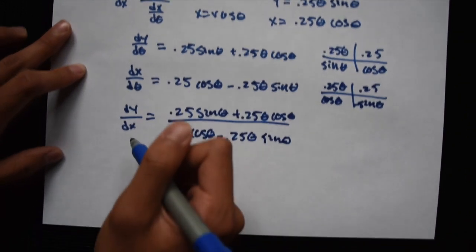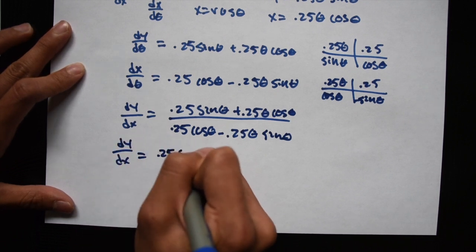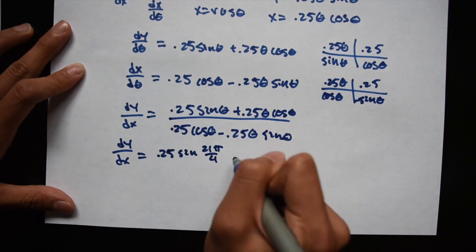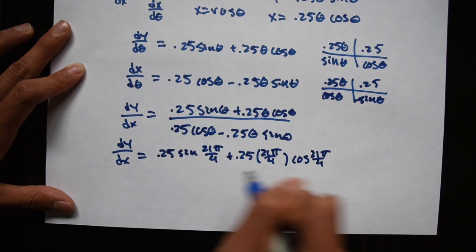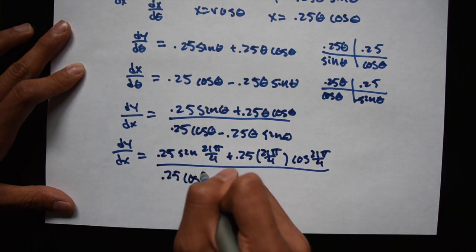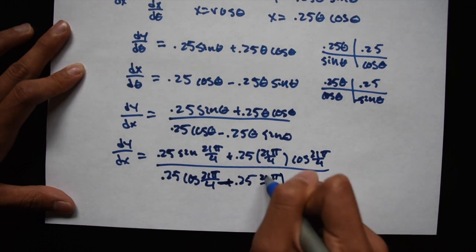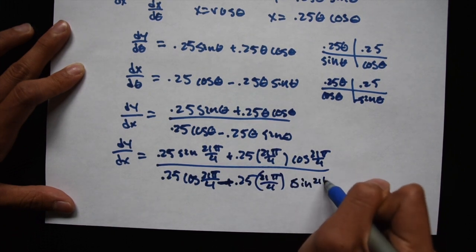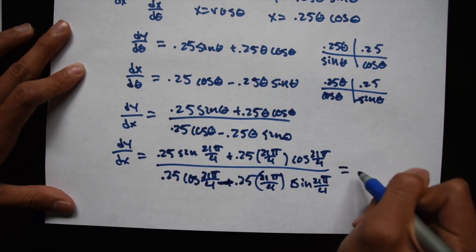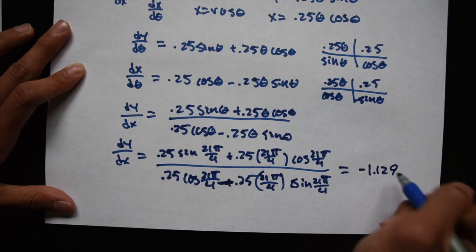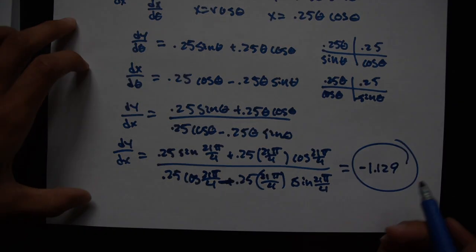So once we plug in the numbers, we can get dy/dx equals 0.25 sine 21 pi over 4 plus 0.25 times 21 pi over 4 cosine 21 pi over 4, over 0.25 cosine 21 pi over 4 minus 0.25 times 21 pi over 4 sine 21 pi over 4. So when you put that in our calculator, we get that it equals negative 1.129. And this is the slope, and therefore the direction in which our murderer went.